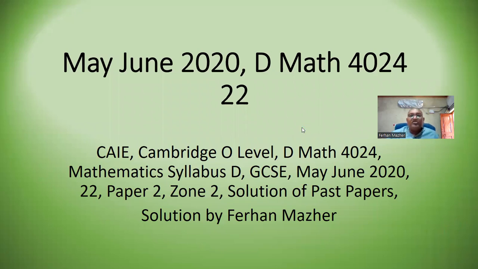There were 11 questions in this paper. So my dear students, we have completed this paper. This paper was May/June 2020, paper 2-2, which belongs to zone 2. I've tried my best to explain the concepts. If you have a hard copy of this paper with you, and you play this video and do this in the paper, you will be able to understand it better.